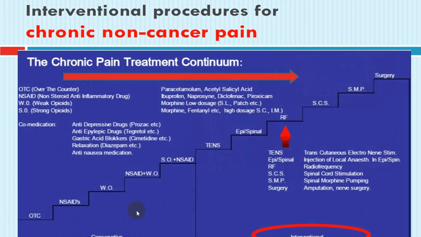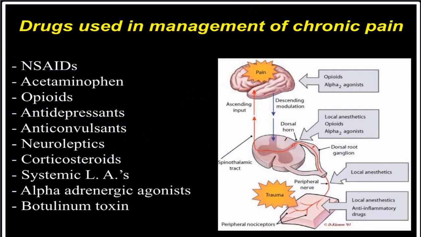I'm not going into detail. These are the different steps, and they are associated with adjuvant therapy like transcutaneous electrical nerve stimulation, or you can use percutaneous electrical nerve stimulation, that is called PENS, or spinal local anesthesia, radiofrequency, spinal cord stimulation. You can use a morphine pump in the spinal cord, that is extradural. Surgery: you can go for nerve surgery or you can go for an amputation, etc. All these are different modes for non-cancerous pain.